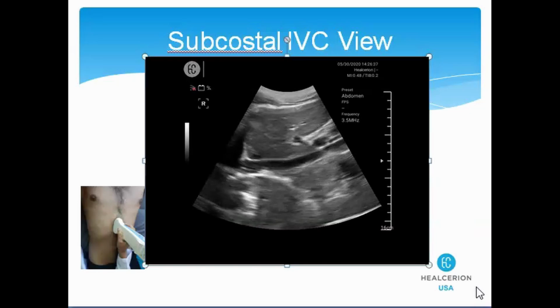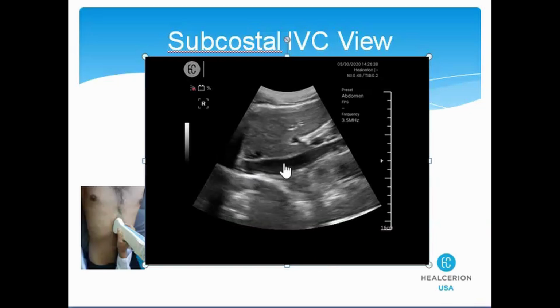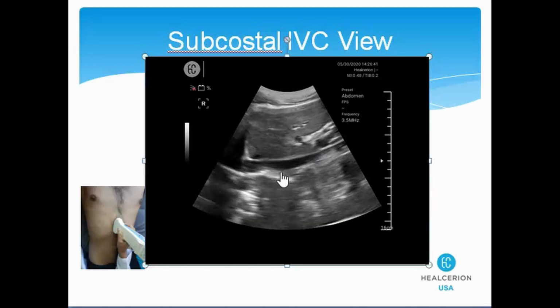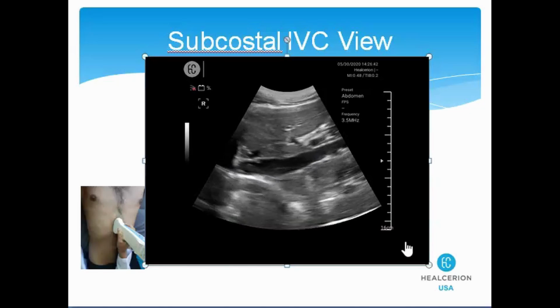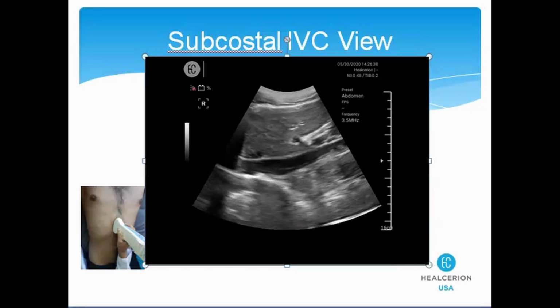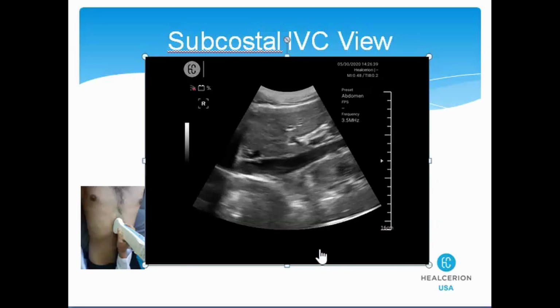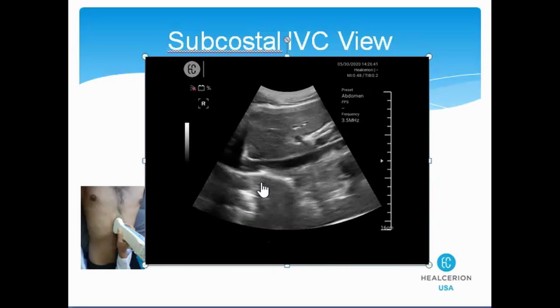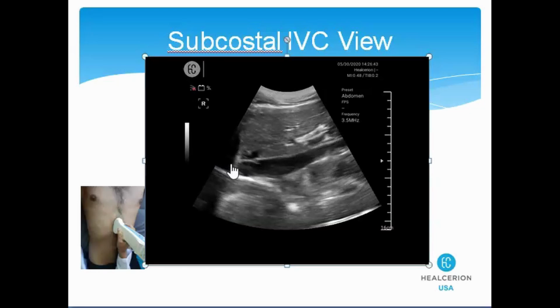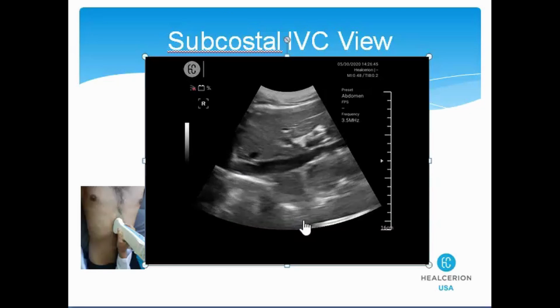So if you look at this video, this is the IVC, this is the right atrium, and this is the liver. Note the collapsibility with the respiration. Look at how the walls are moving, and the collapsibility is about 50%. It is not very much dilated, and it is not very small. And note the entrance into the right atrium.